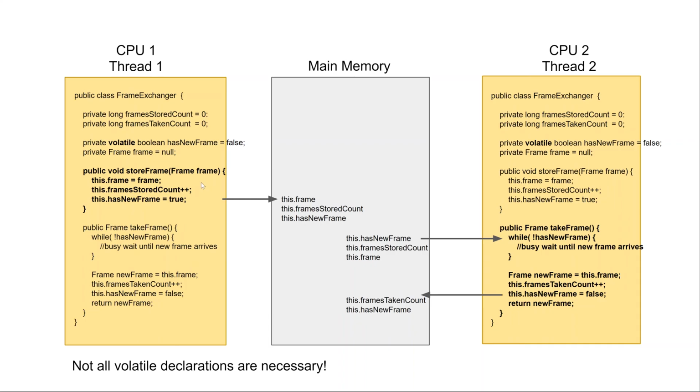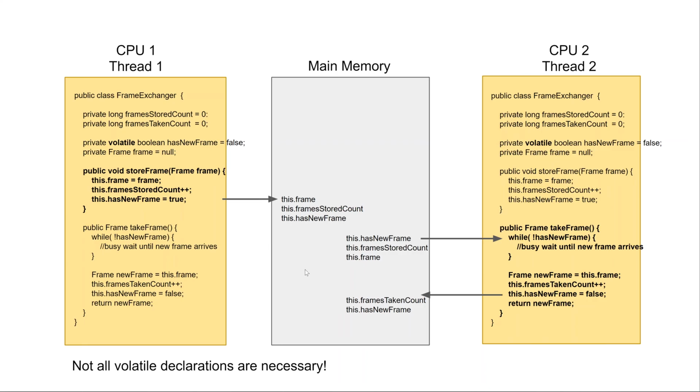And inside of storeFrame, we first write to this.frame and then this.frameStoredCount, and then to this.hasNewFrame. And at this point in time, all of these fields are flushed to main memory, not just the volatile field. Actually, all of these are flushed as well.